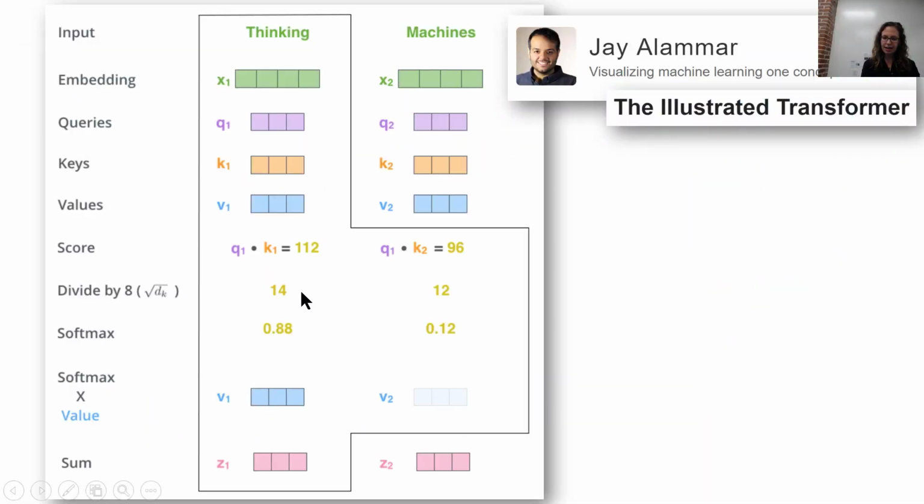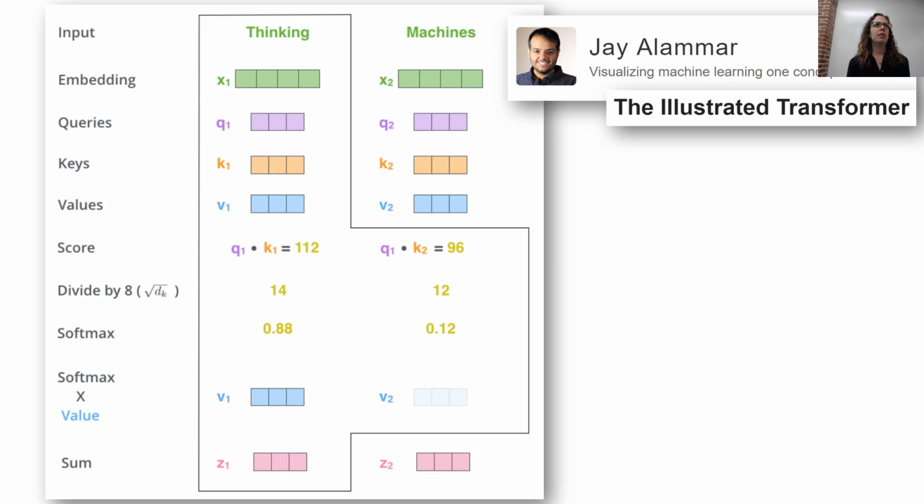And so we see that here. The score is also normalized by the square root of the dimension, then we take the softmax, and then multiply that by V and sum it up. So that's the weighted average, how attention is calculated.